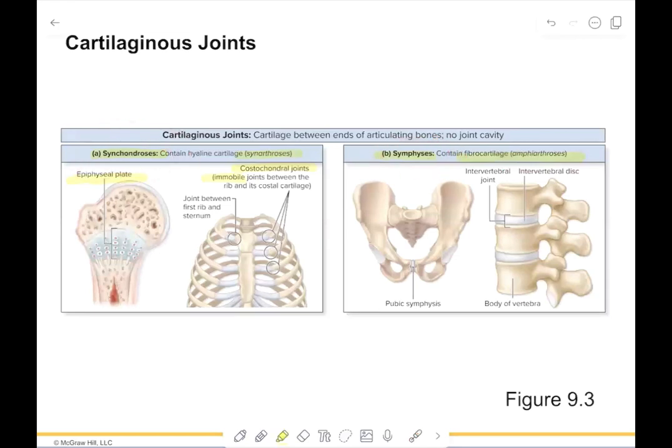For the symphysis, we see the pubic symphysis as a pad of fibrocartilage connecting both of the hip bones, as well as the intervertebral disc between the bodies of the vertebrae. That's the intervertebral joint, and that is classified as amphiarthrosis.